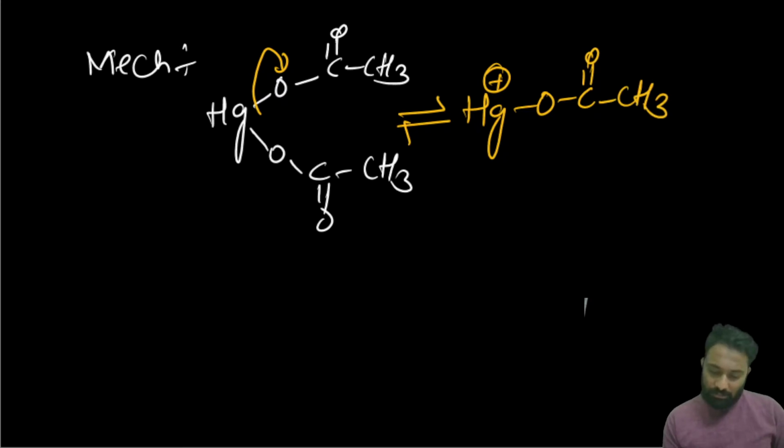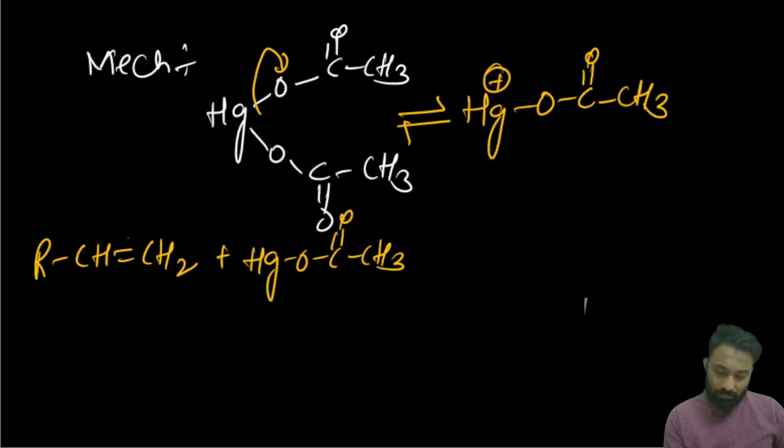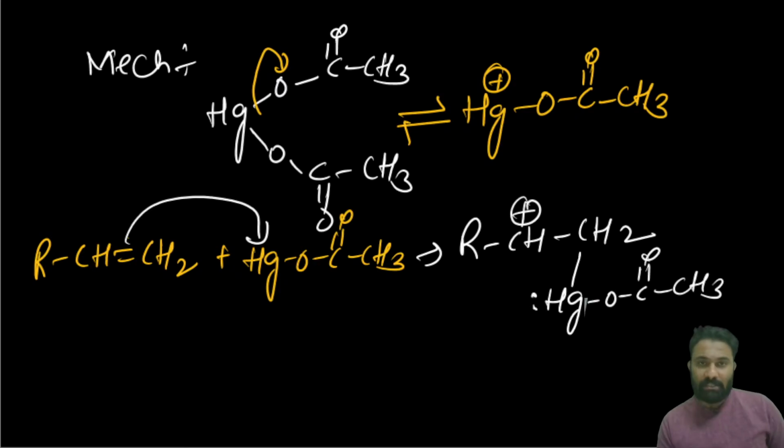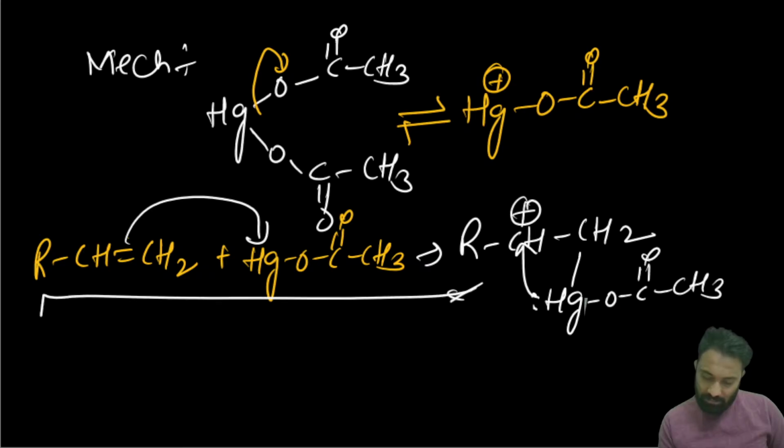Done. Now this Hg will be attacked by the alkene, this pi bond. Then the carbon will get the positive charge, and here it is a CH2, then here the Hg and the O and the C double bond O, CH3. The oxygen on Hg has some lone pair of electrons that will be given to this carbon, and it will form a 3-member cyclic transition state in this manner.